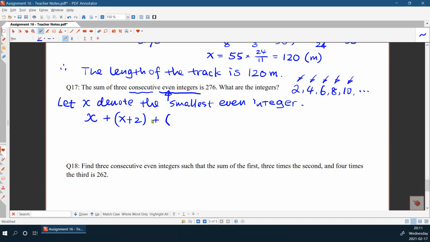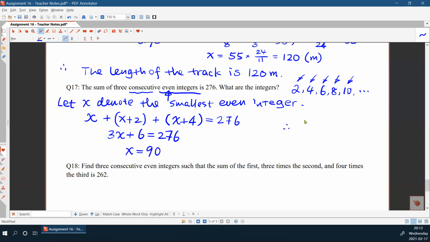So next consecutive even integer is x plus how many? 4, right? Okay, so this is a sum of 3 consecutive even integers. And we know that the sum is 276. Then from this equation, we can easily solve the 3 numbers. So this gives us 3x, no, not 3x. Yes, 3x plus 6 equals 276. And x is 90, right?